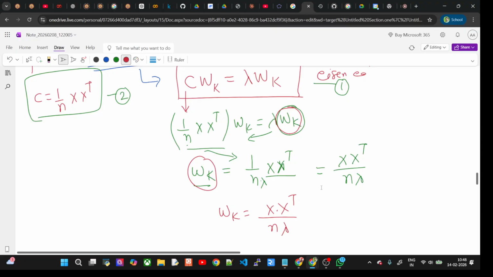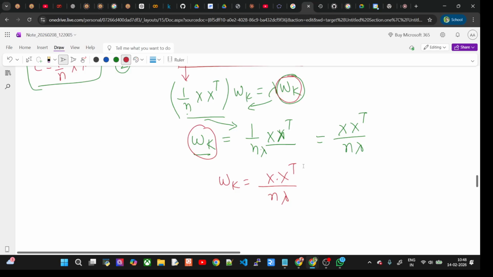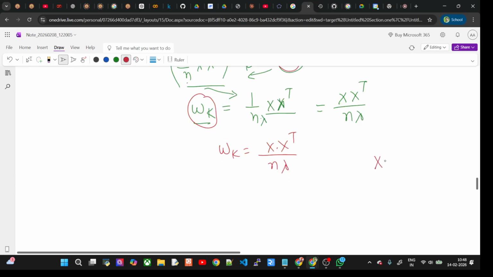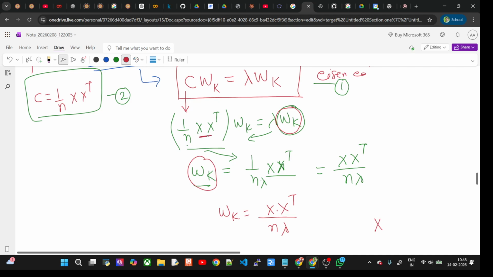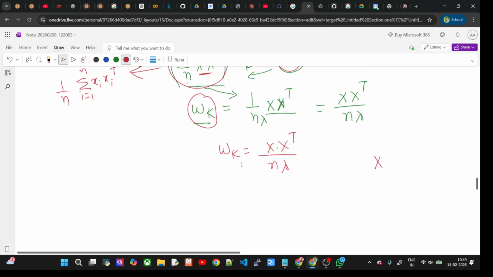So what happened now here? We know what X is, because we already got that equation: 1 over n, sum over i equal to 1 to n, of xi into xi transpose. This equation can also be written like this. You got that.